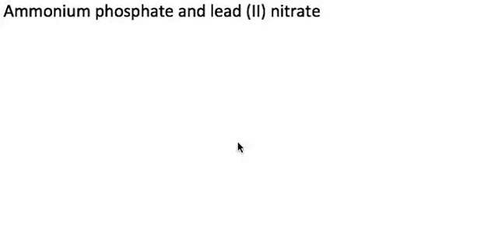Here's an example of the reaction of two aqueous ion pairs, and the two pairs that we're going to be reacting are ammonium phosphate and lead-2 nitrate. So we're going to begin by writing the neutral ionic compounds that are put into water and dissolved to give us our aqueous ion pairs that we're going to be starting with.